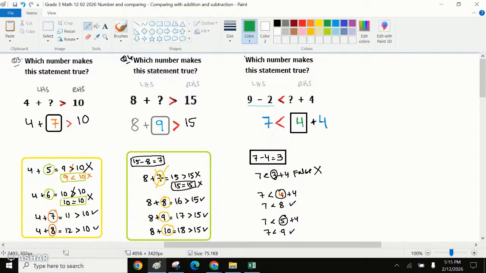Do we agree? Marha, do we agree on this answer? So even if we take 4 as the missing number, the statement would be true. We can take 5 also. We can take 6, any number that is 4 or greater than 4, because 4 plus 4 is already greater than 7. 5 plus 4 is 9, that is greater than 7. If we take 6, that is still greater than 7, right? So we had to suppose a number which would have made the statement true. And the minimum number could be 4 or any other greater number.